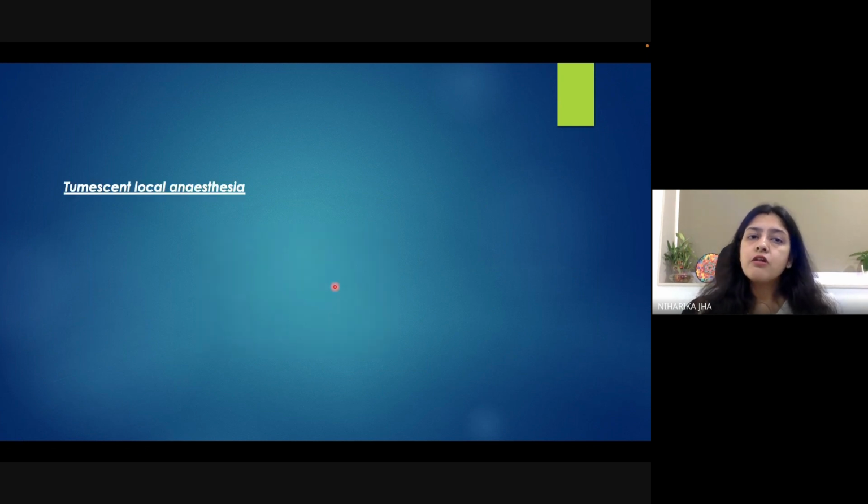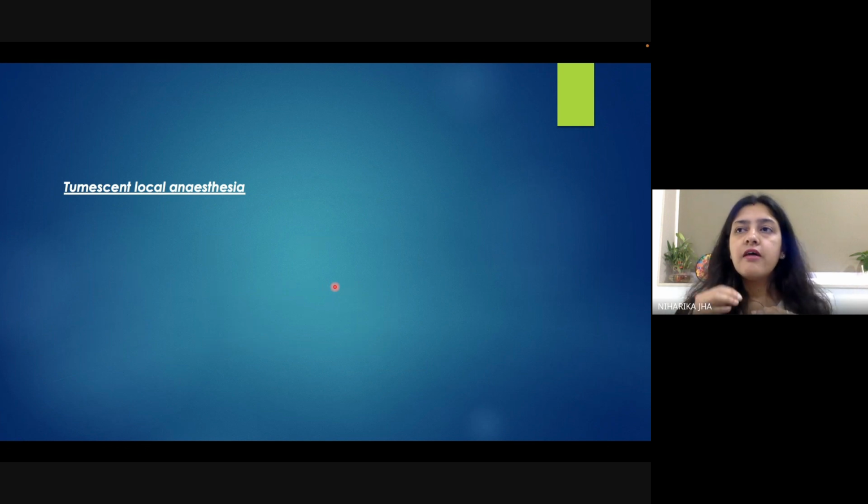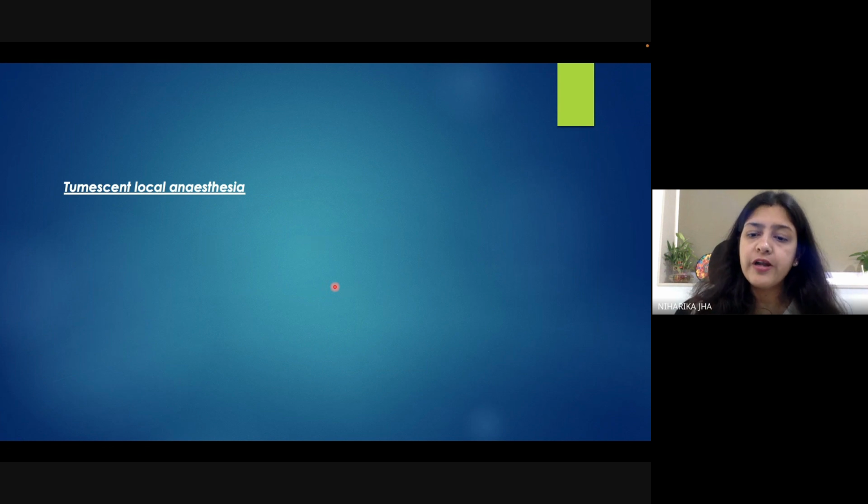What is tumescent local anesthesia? So, tumescent local anesthesia, the name signifies that this anesthesia is given to tumefy the area. What do you mean by tumefy the area? That means when we inject this anesthesia, there is ballooning of the area where we need to operate on, or there is distension of the area where we need to operate on.